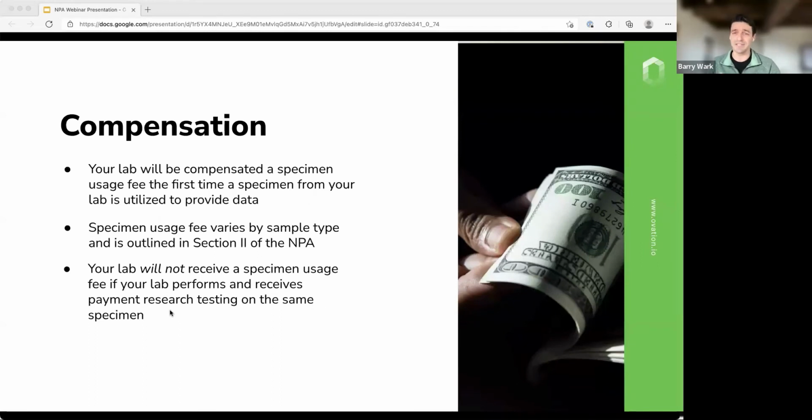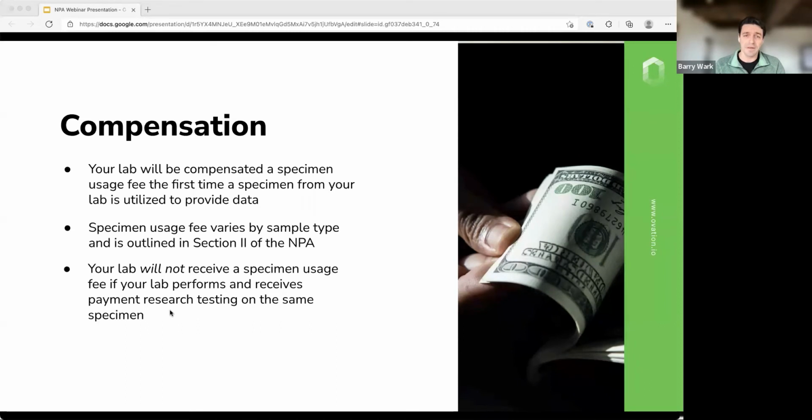On the compensation side, your lab can earn net new revenue in two ways. The first time a sample from your lab is used as part of a research project, your lab will be compensated based on the type of sample used. Depending on what type of specimens your lab is sending to Ovation, that fee schedule will be determined with our clinical affairs team and will be outlined in Section 2 of the network participation agreement.